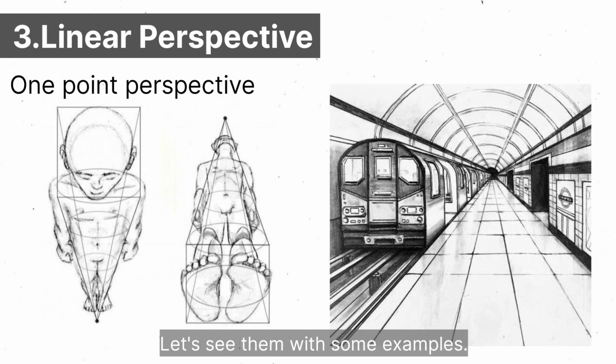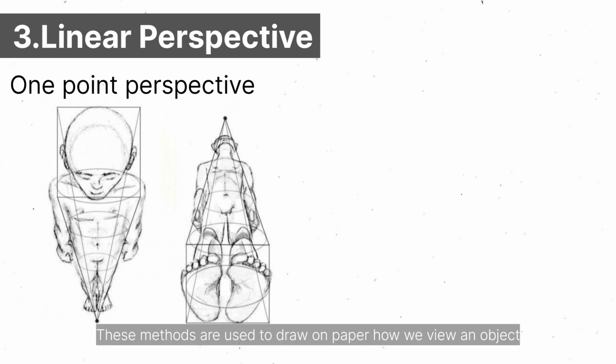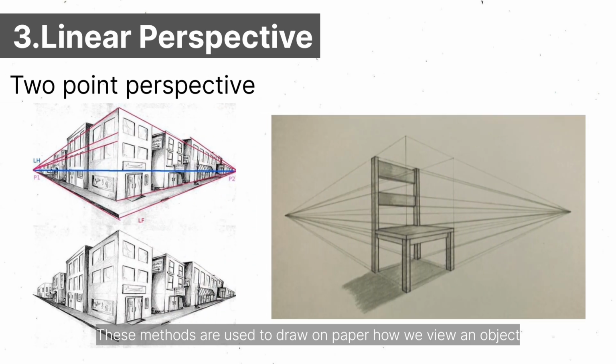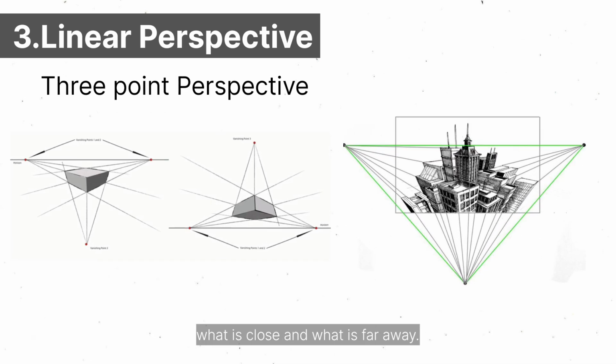Let's see them with some examples. These methods are used to draw on paper how we view an object, from which angle we see it, and to draw a 3D image by identifying what is close and what is far away.